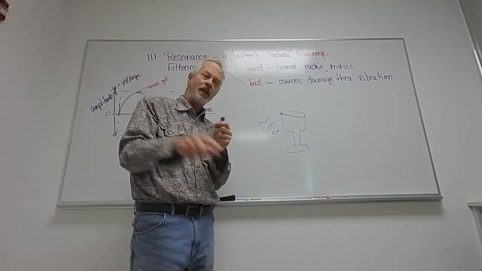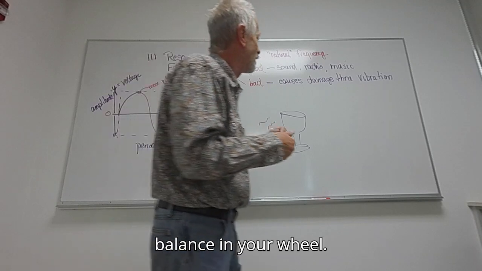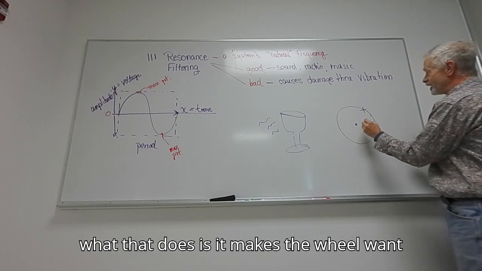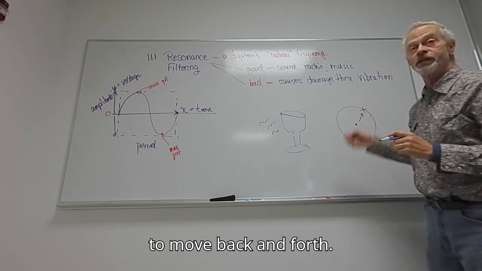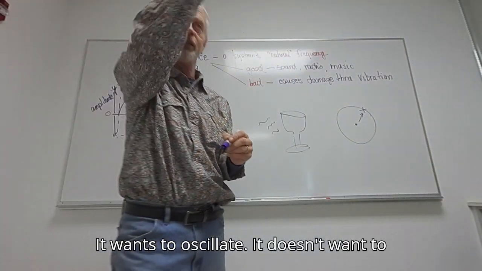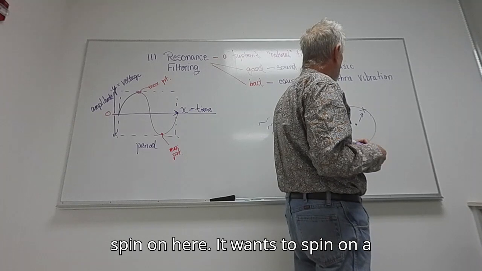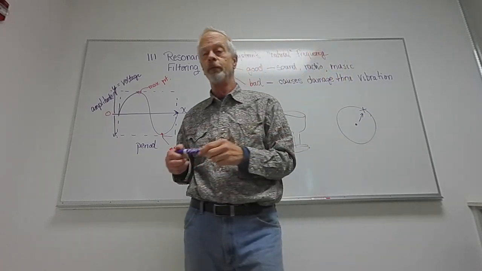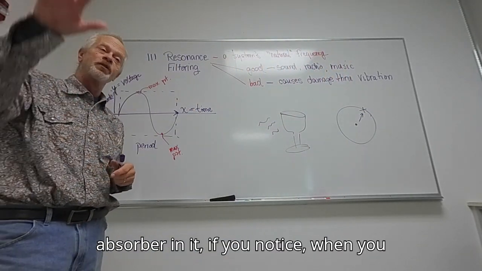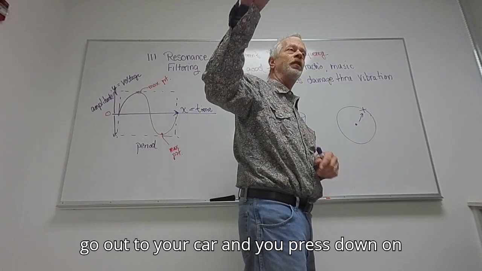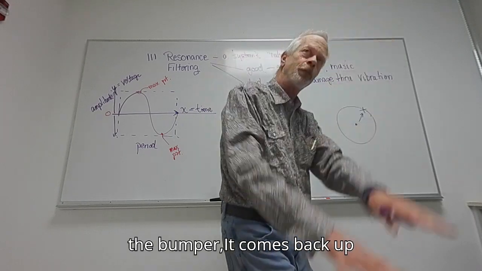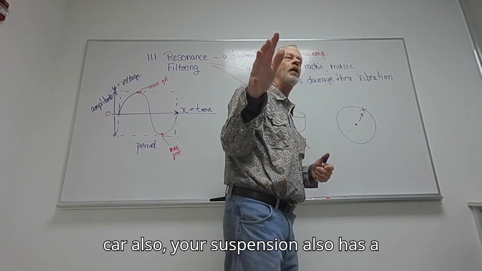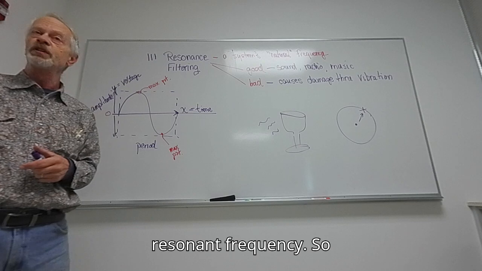And that's because every rotation, you have an out of balance in your wheel. It's a little bit heavier right there. And what that does is it makes the wheel want to move back and forth. Wants to oscillate. Doesn't want to spin on here, it wants to spin on a radius that's a different point. And as such, that causes vibration. And if you've got a car that has a shock absorber in it, if you notice, when you go out to your car and you press down on the bumper, it comes back up, and maybe if you press hard enough, it bounces a couple times. So your car also, your suspension also has a resonant frequency.